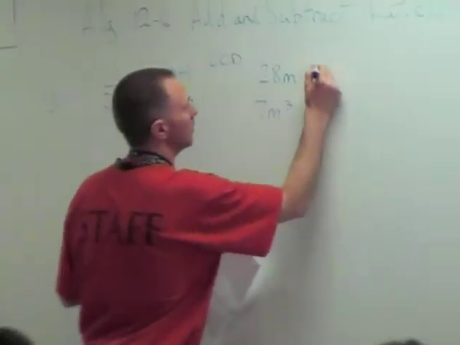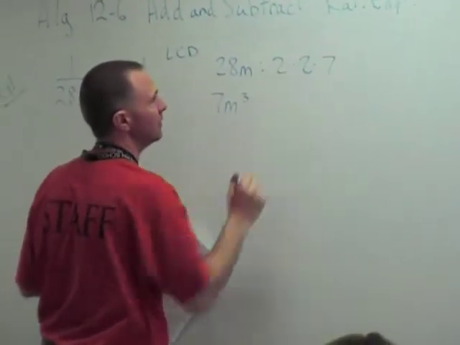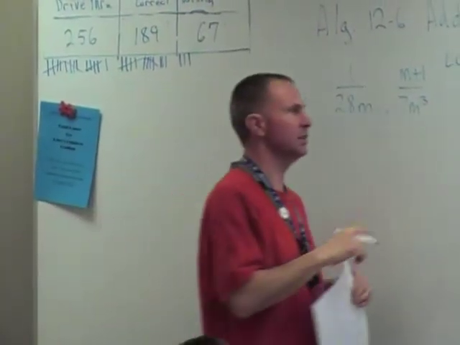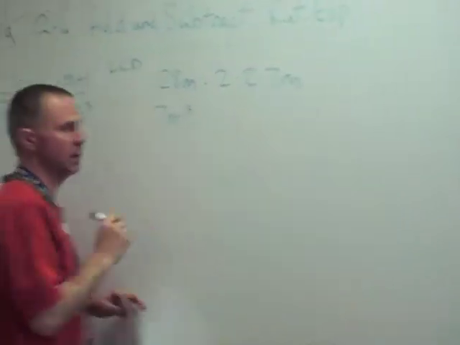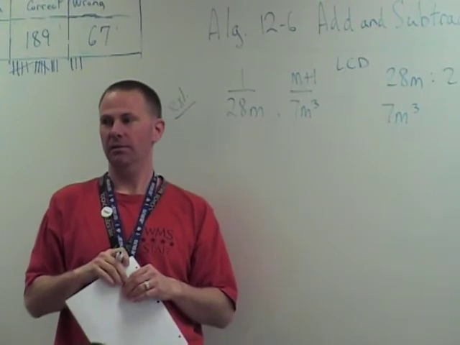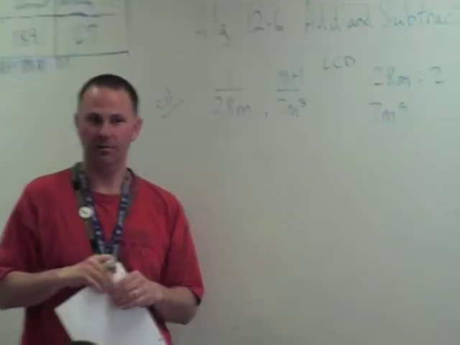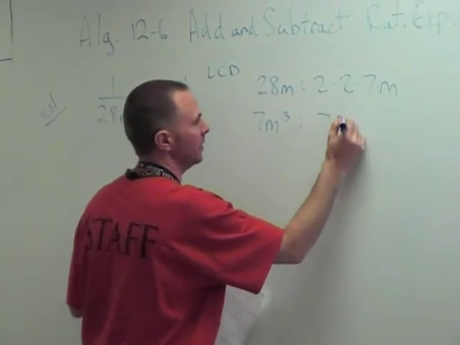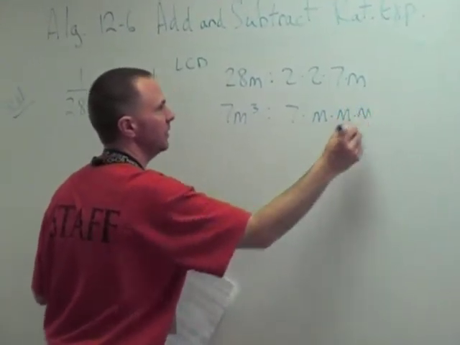So I want you to use prime factorization, just do prime factorization on all of them. 2 times 2 times 7, those are all prime numbers. That equals 28. And then you got to list all your letters. Well, there's one m up there. Okay, so now everybody do 7m cubed. 1 times 7 times m. 1 is a given, we don't put it up here. And you have 3 m's. Okay, so everybody has that as their prime factorization.